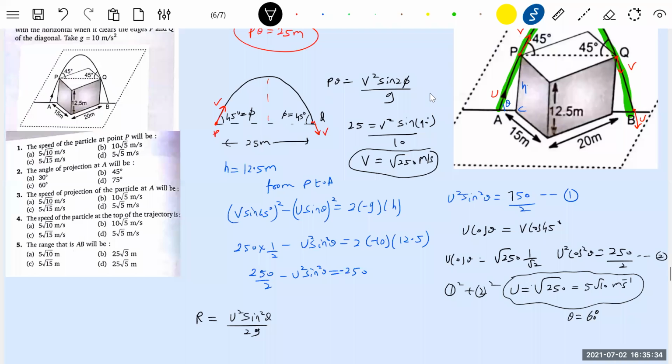Okay, theta 60. U is the same, 5 root 10. No, sir, 10 root 5 we will get, sir. How can it be the same, sir? So find it. Yes, sir. Okay. Other things you calculate.